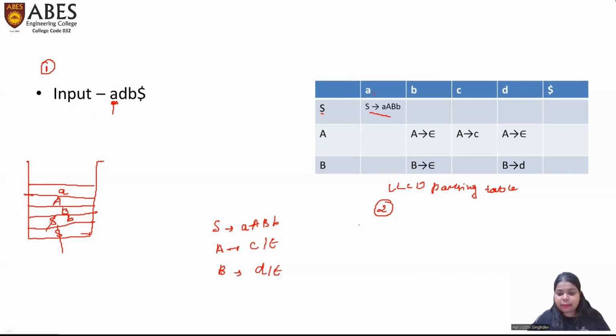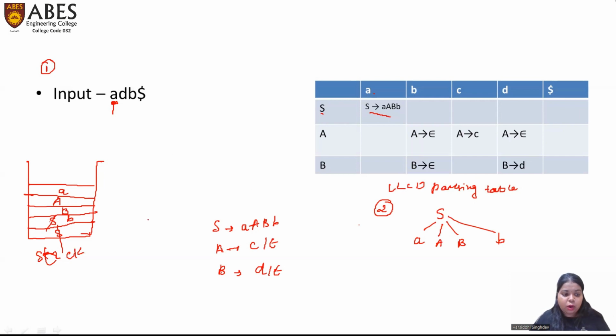Let us construct the parse tree side by side. Whenever the top of the stack is popped off or replaced, that means that particular symbol is finalized. For example, on seeing capital S on a, we replace it with this production, so we can say that S is finalized for our parse tree. What is the production we exchanged with S? S tends to small a, capital A, small b and capital B.